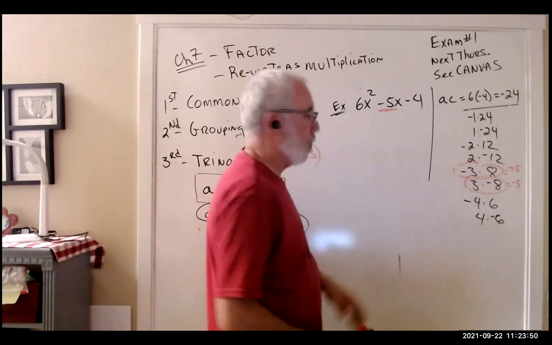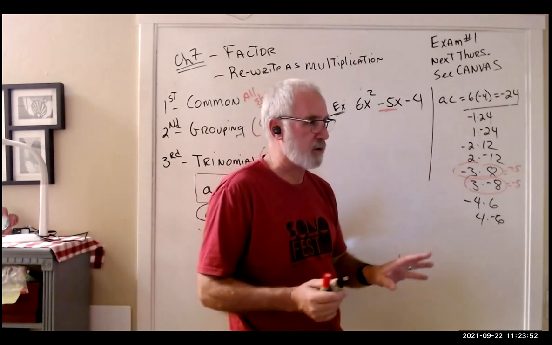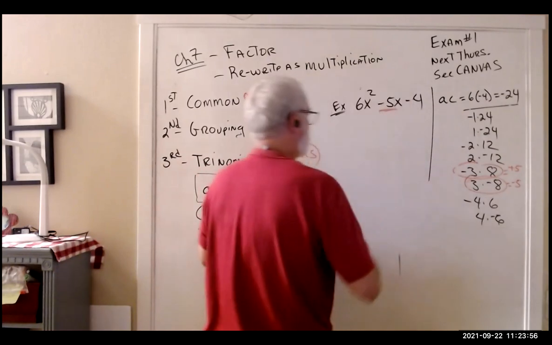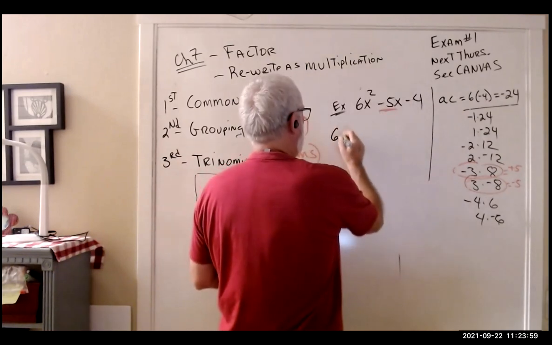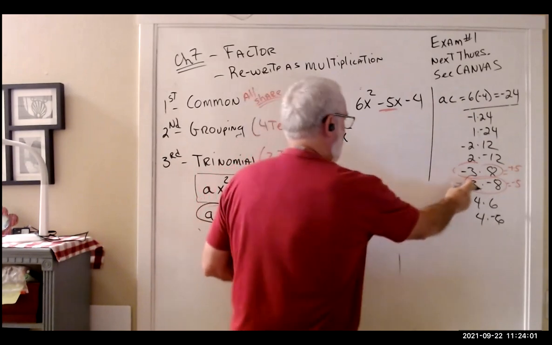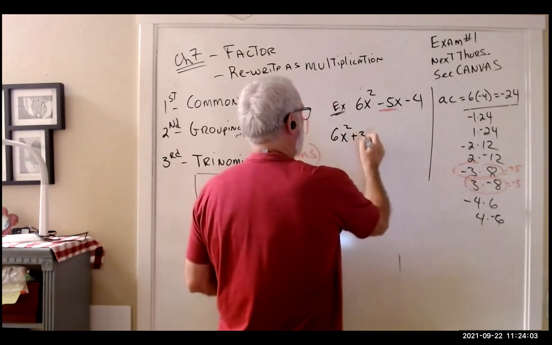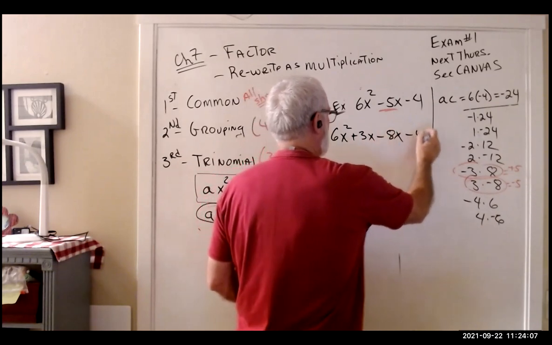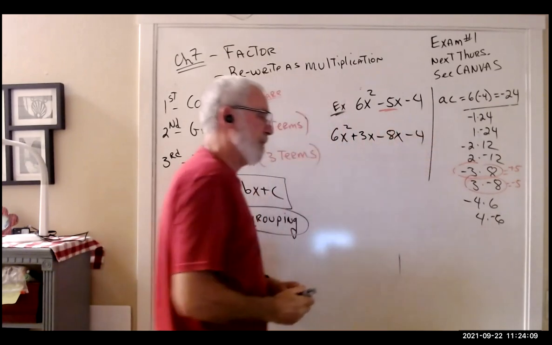All right, watch carefully. The hand is quicker than the eye. We're going to take that 3 times -8, and we're going to go 6x squared plus 3x minus 8x minus 4.